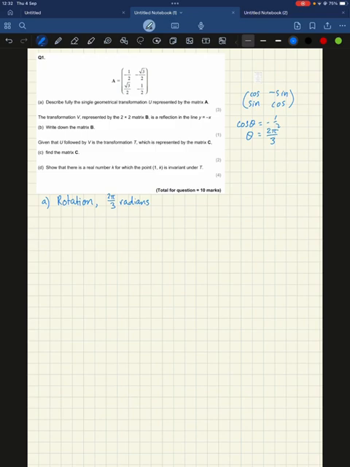And specify the direction, so it's positive, 2 pi by 3 is positive. It's not minus 2 pi by 3, so it's going to be anti-clockwise. And always about the origin. Okay, so that's part A.